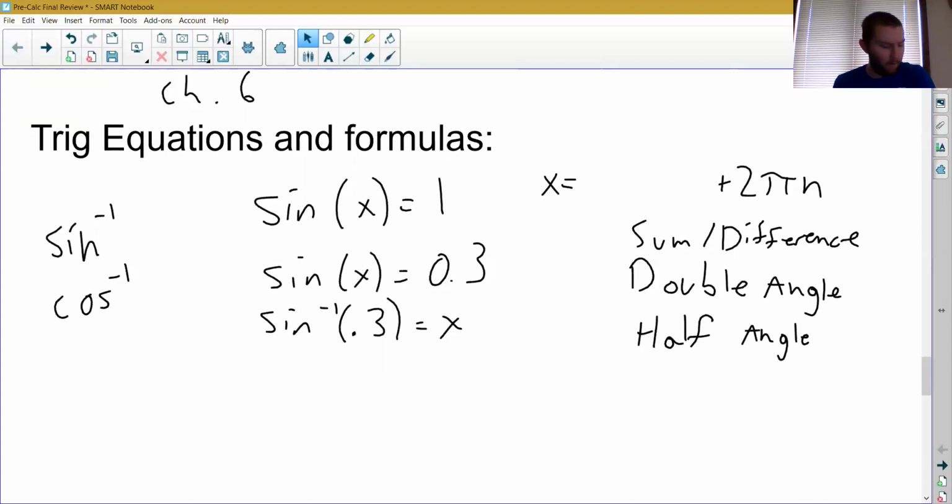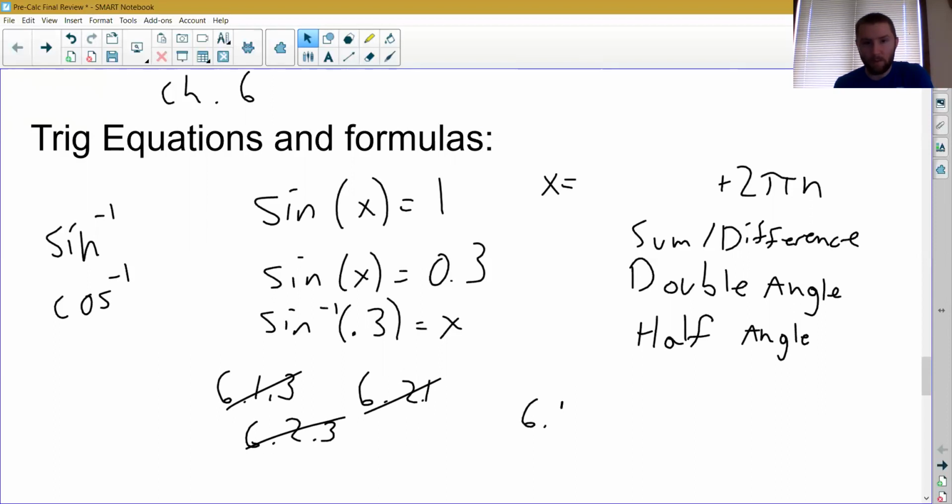So the things that we did not do in chapter 6: 6.1.3, we did not do. 6.2.1, we did not do. 6.2.3, we did not do. And then none of 6.4. So 6.4.1 and 6.4.2, we didn't do those either. Okay, so we did not touch that.